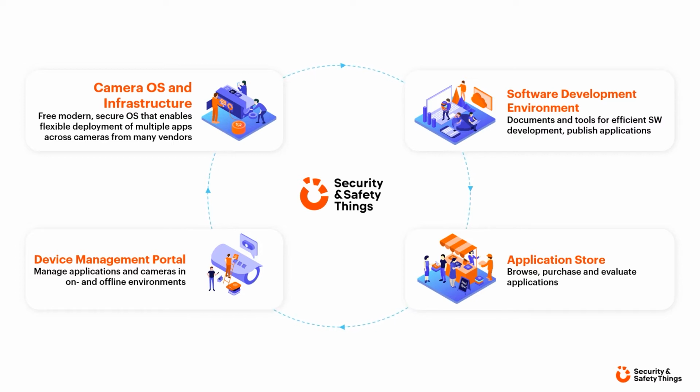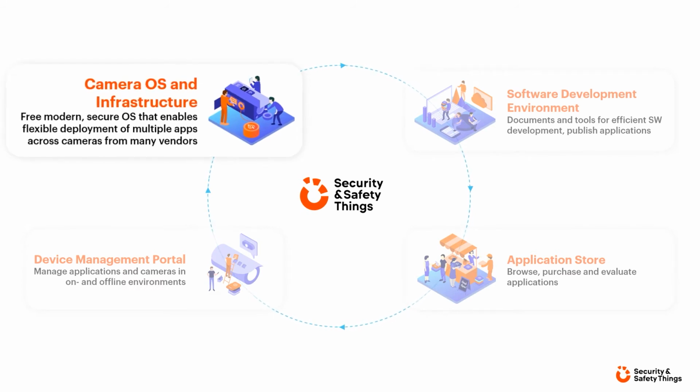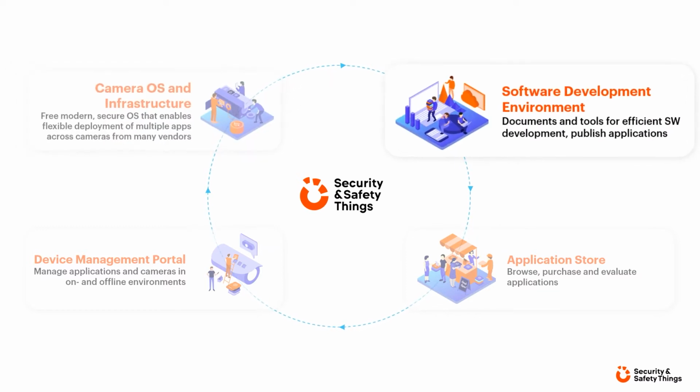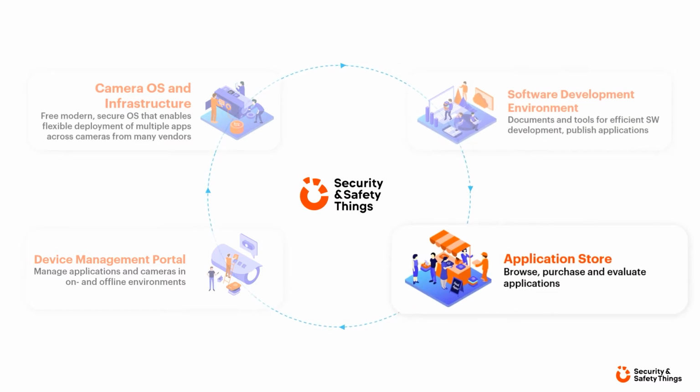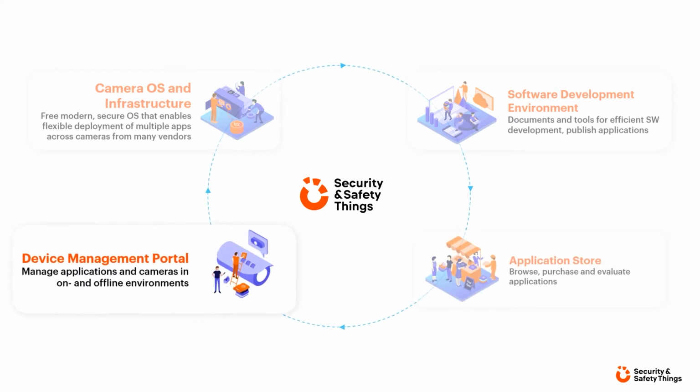Our platform consists of the following main building blocks: an operating system built on open standards. Camera manufacturers can use it free of charge to power their IP cameras. A powerful software development environment that enables developers to efficiently create and distribute innovative applications. A pioneering application store, featuring smart AI apps that can be deployed to any camera running our OS. And a flexible device management that allows you to manage cameras and applications in on- and offline environments.